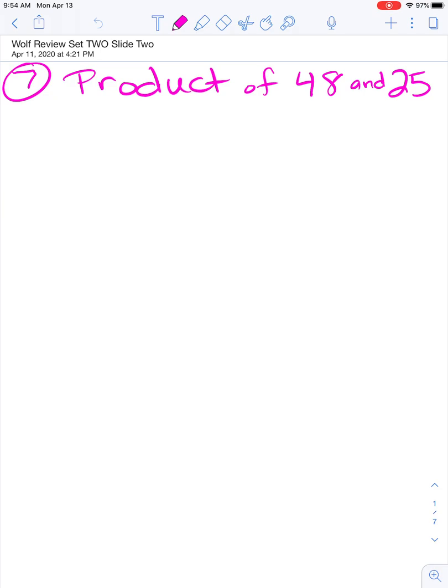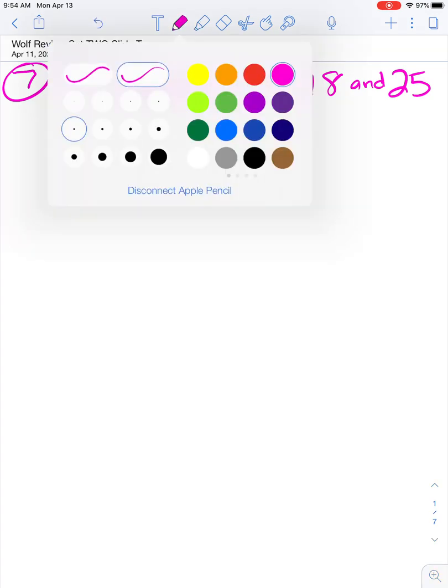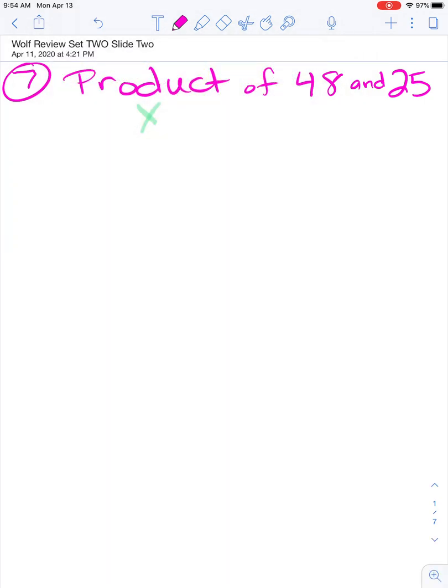Question number 7 is find the product of these factors. Remember, factor, factor, product. Product means multiply. So on this one, we're going to multiply. Let's use purple. I can take 48 times 25, and I can do it the algorithm way, which I call the old-fashioned way.